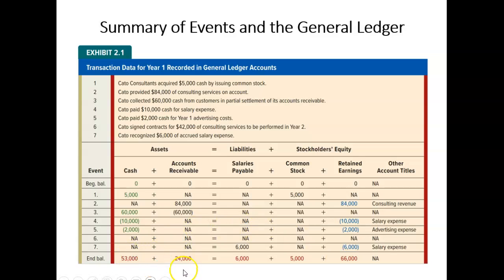Now, once again, the accounting equation has to be balanced. So when you add your assets, they total $77,000. The liabilities plus stockholders' equity, you add these together, they must also total $77,000.